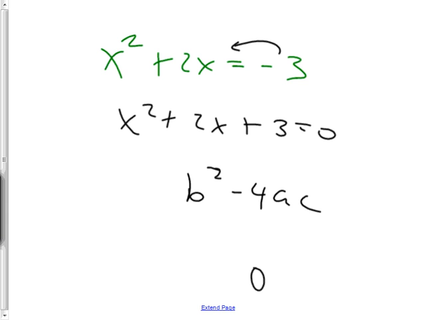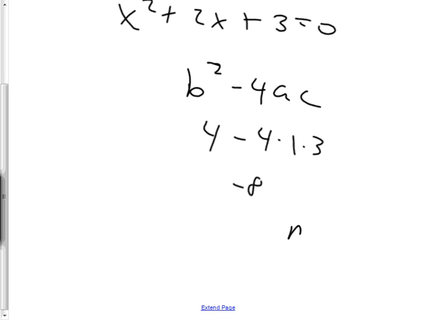Does that mean that, wait a minute, no it doesn't, my bad, sorry. It comes out to, let me think now, b squared is 4 minus 4 times a was 1 times c is 3, there we go, it comes out to 4 minus 12, which is negative 8, and that means there are no solutions.